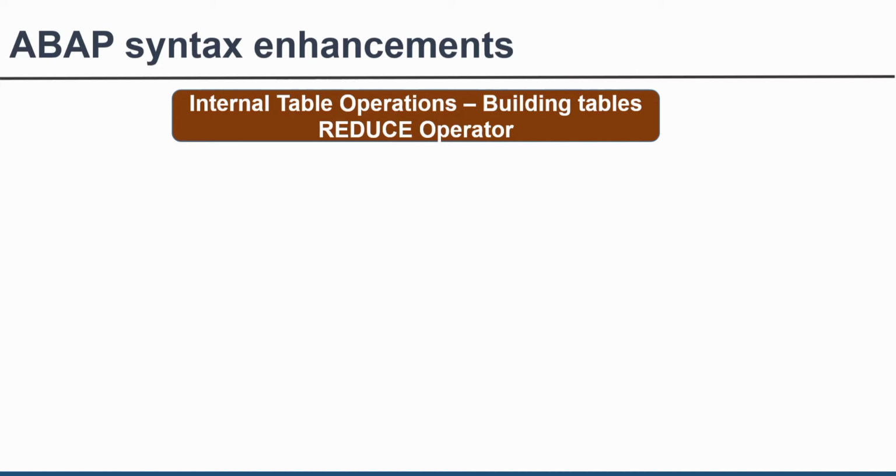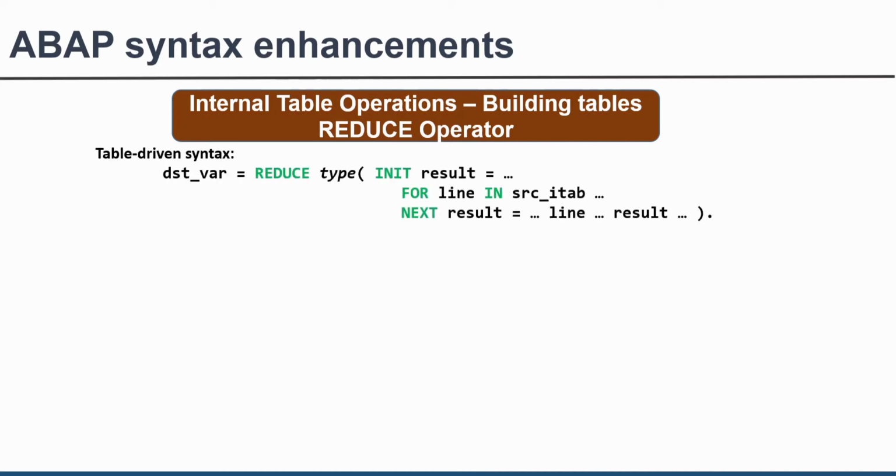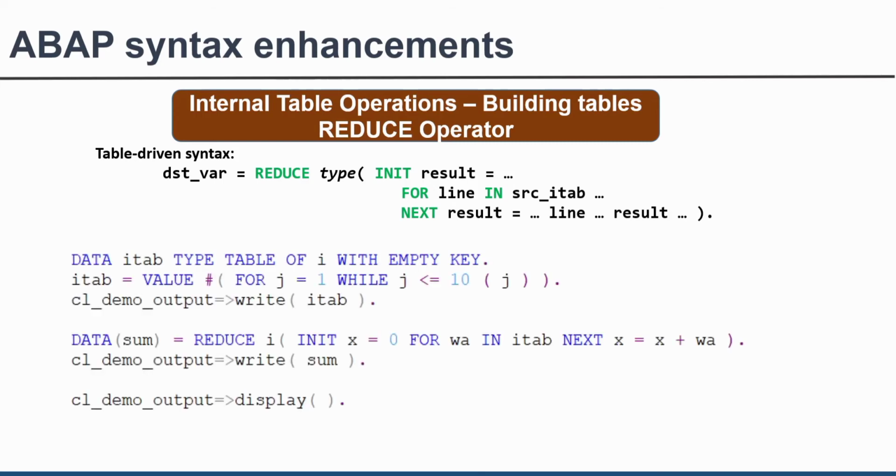First one is table reduction. Consider the example given here. This example demonstrates a simple table reduction using REDUCE. The first FOR statement will capture the values from 1 to 10 into the internal table itab.